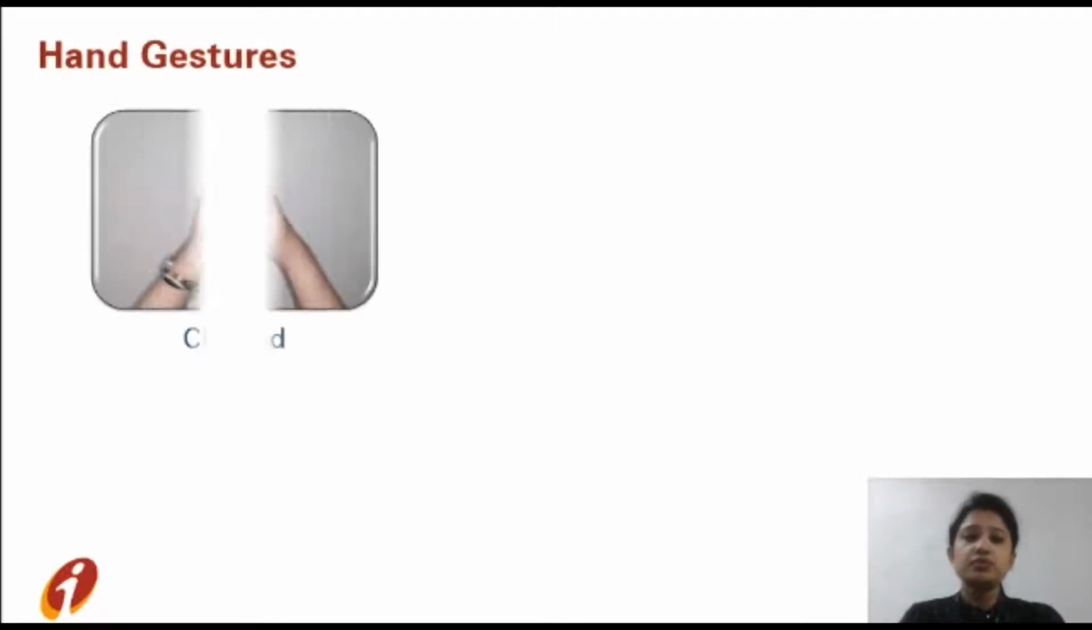You must have noticed whenever we start talking, our hands automatically start moving along with our words. These hand gestures sometimes convey a positive message to the listener and sometimes a negative message. So let us observe some hand gestures and understand how they can be positive and how they can be negative.